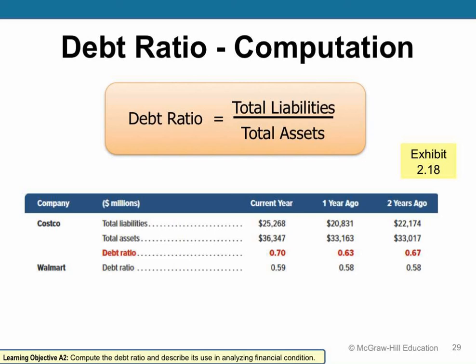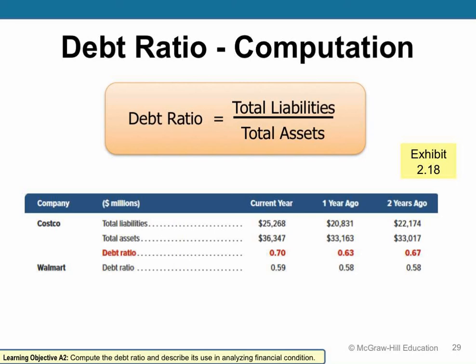The equation itself is just the total liabilities listed on the balance sheet divided by the total assets. So your total liabilities are listed on the right-hand side of that equation, not including the equity portion, and total assets are what's on the left-hand side of the equation, and then just a simple division. So we don't have to worry about averaging for these. And instead of being written as a percentage, convention is to write this as a decimal. So here for Costco, you can see we have 0.70.